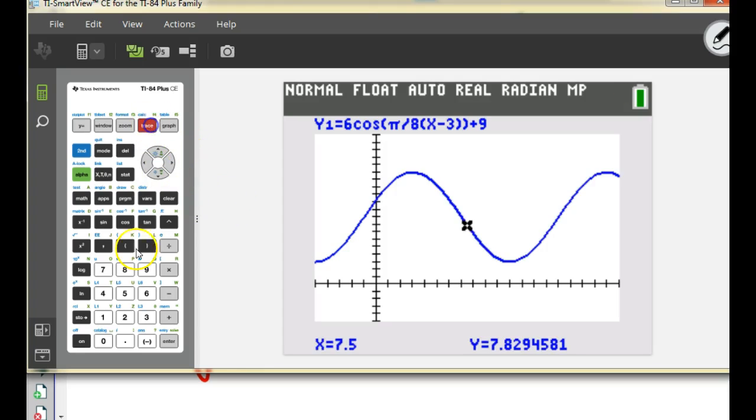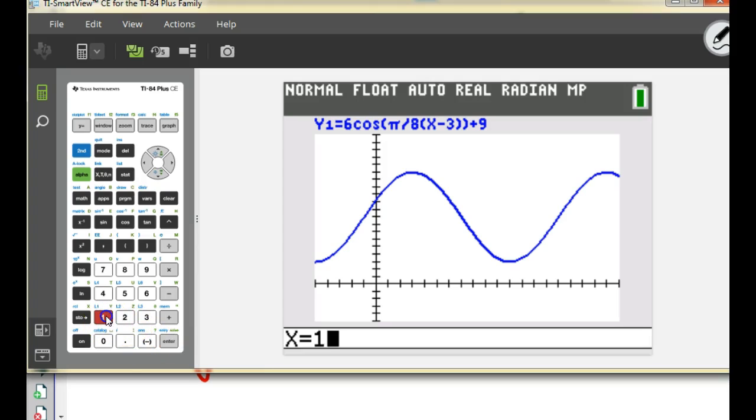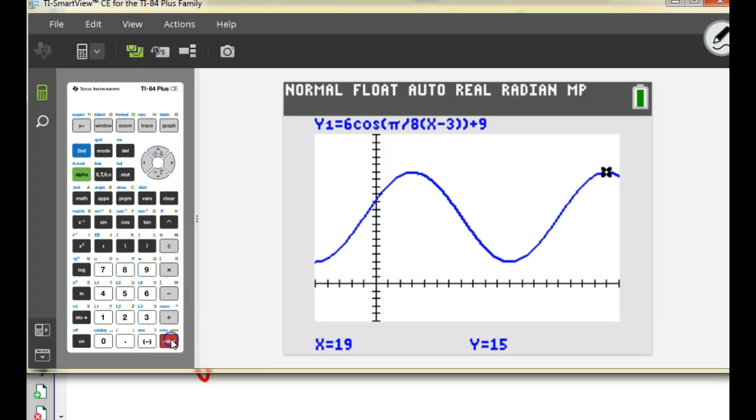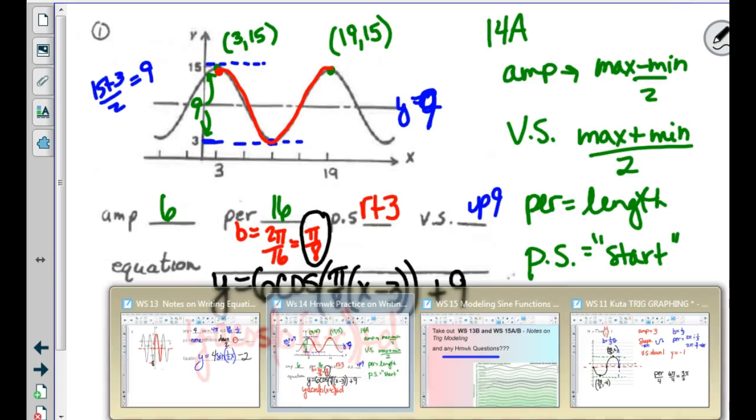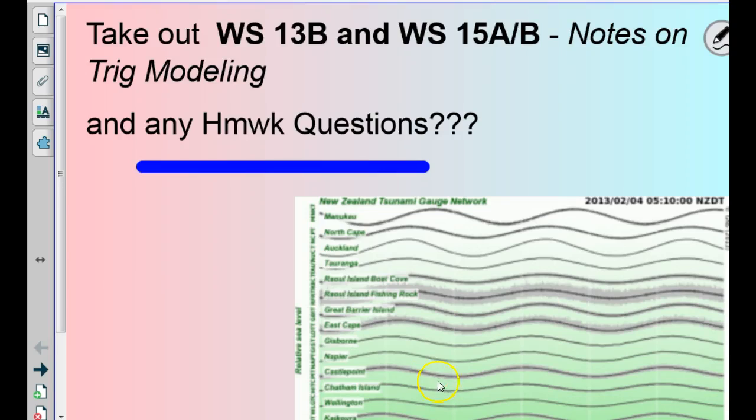So if we do trace over to 3, we're at 15. Does that seem okay? If we go to 19, is that where we thought it ended? It's back at 15? Okay. So do you see how easy these are to check if you put them in? All right. If no one else has a homework question, I'm going to go ahead and start working on 15.